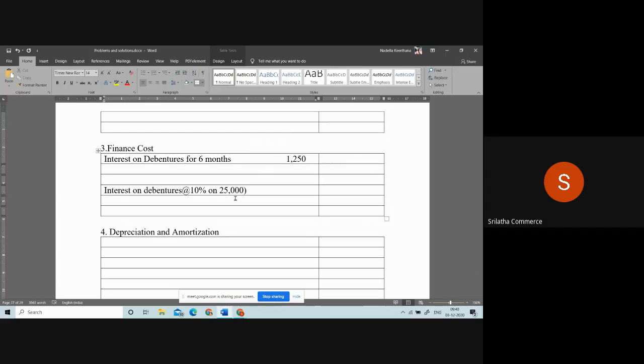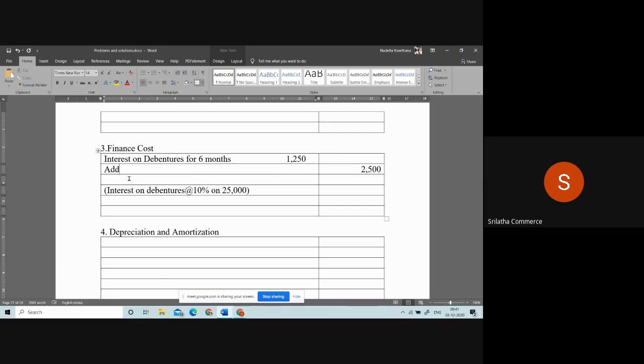So how much will you be getting? 10% on 25,000 comes to 2,500, which is the interest on debentures we have to pay. Is it clear for you all? What is the interest on debentures you have to pay? 2,500. How did you get it? 25,000 are the debentures. On 25,000, 10% is the rate of interest. So 25,000 into 10% comes to 2,500, the interest on debentures. Of the 2,500, we already paid 1,250.